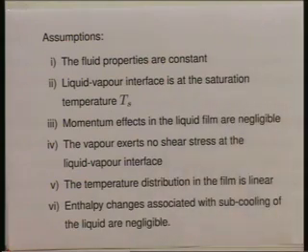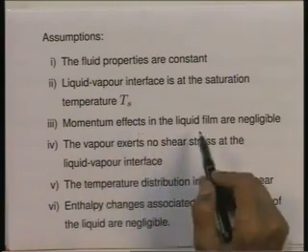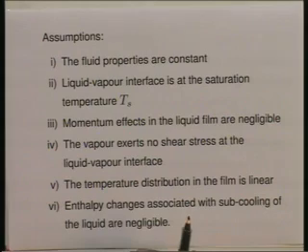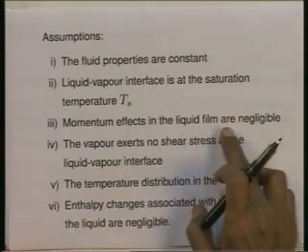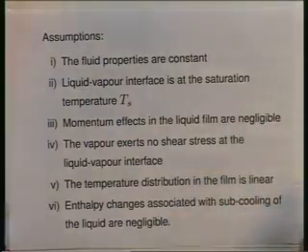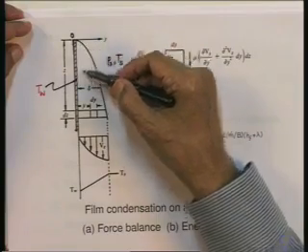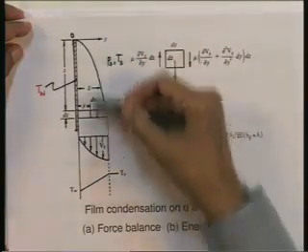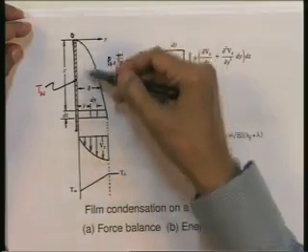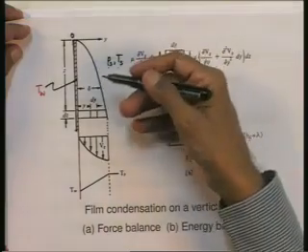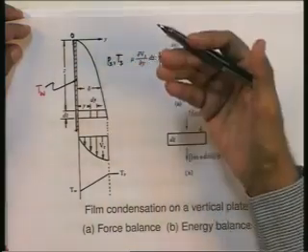The third assumption is that the liquid momentum effects in the liquid film are negligible. Now, what do we mean by this? Here is the liquid film, it grows in thickness and the liquid is flowing downwards like this in this film. Because of the action of gravity, it is flowing downwards along this vertical plane. When it flows downwards, it has a velocity, and if something has a velocity, it has momentum.